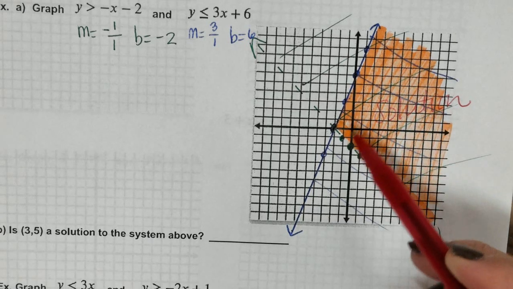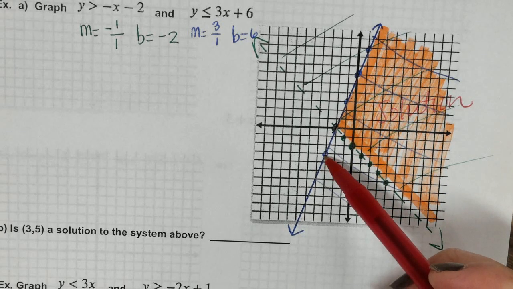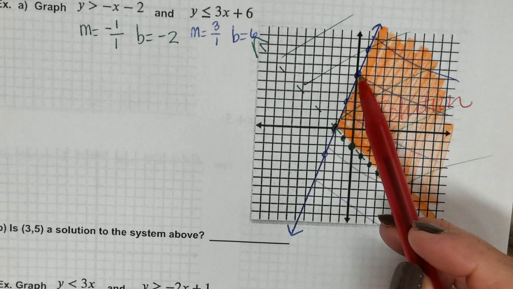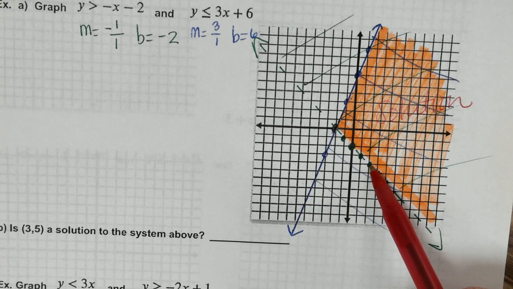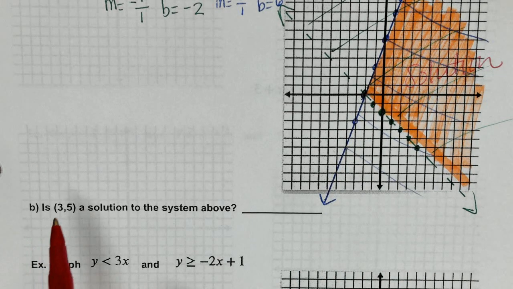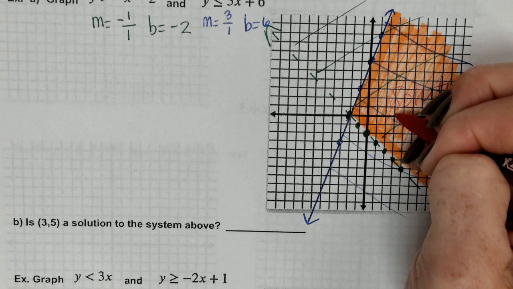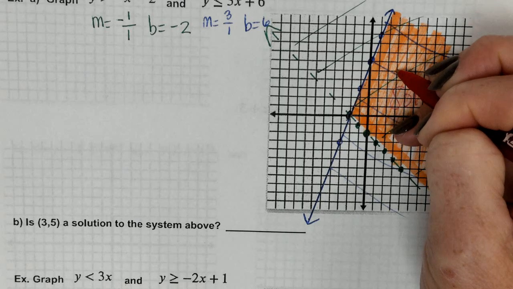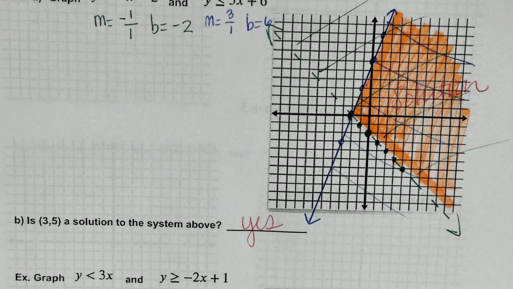Okay, so everything that I shaded in orange, including this solid part of the line. Now if I come down here, that is not a solution because it's not in the shaded area. Make sense? But this would be because it's part of the shaded area and it's a solid line. This would not be, it's part of the shaded area, but it's a dashed line. Make sense? All right, let's answer the question. Is the coordinate 3, 5 a solution? So go to 3, 5. Here's 1, 2, 3. 1, 2, 3, 4, 5. Is that a solution? Why? Because it's part of the shaded area that satisfies both inequalities.